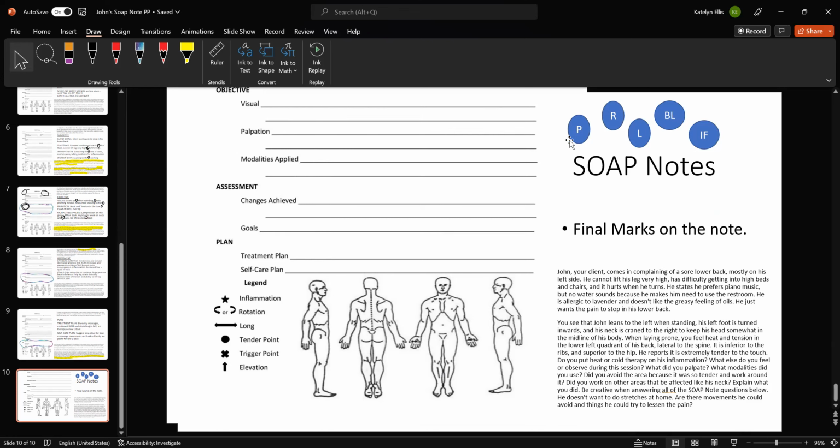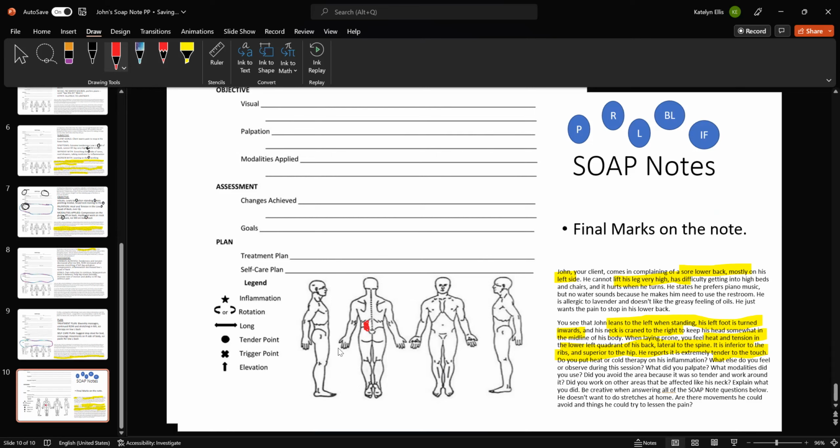All right, we're looking at his back. It's on the lower left quadrant. So if we divided the back into 4 pieces, it would be here. It is lateral to the spine, so it's going to be between the spine and the outside of his body. And it's inferior, so it is below his ribs. So we're going to put a circle right here in that lower left quadrant because it's tender for him.